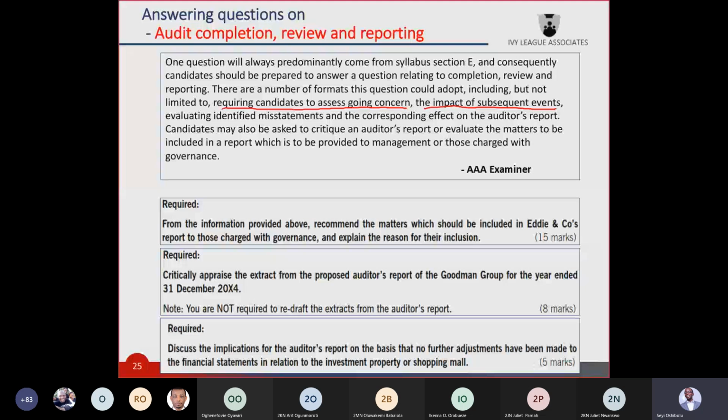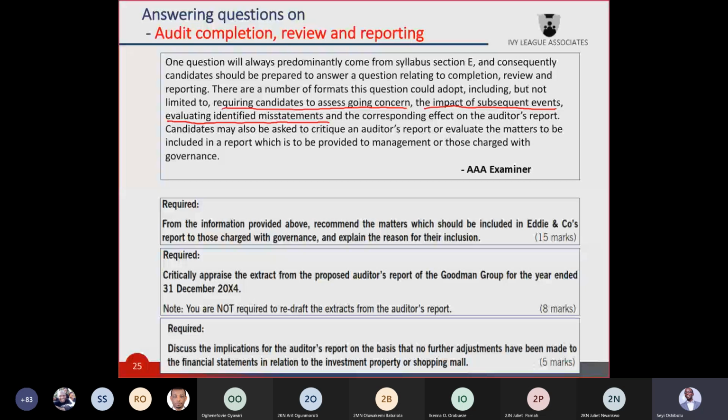Next, which is very popular, evaluating identified misstatements. This is where they will give you short scenarios and tell you to evaluate the accounting treatment or the event to determine whether there's a misstatement and tell us what further actions you will take where you conclude that there's a misstatement. They may even ask you to state the impact on the audit report, which is what corresponding effect on the audit report.